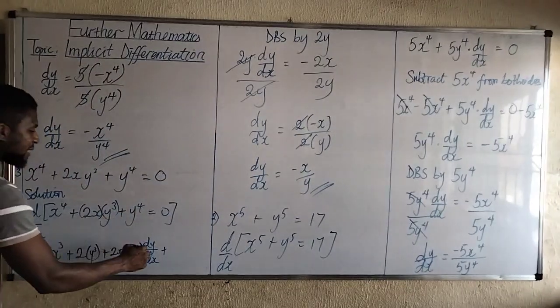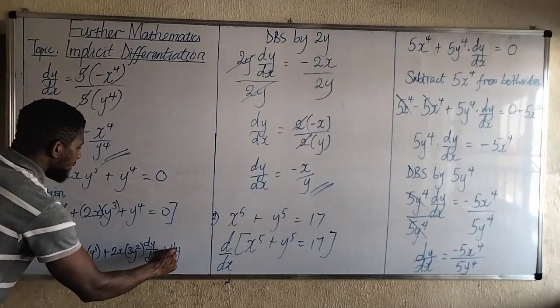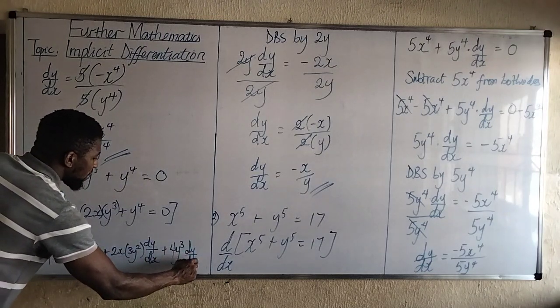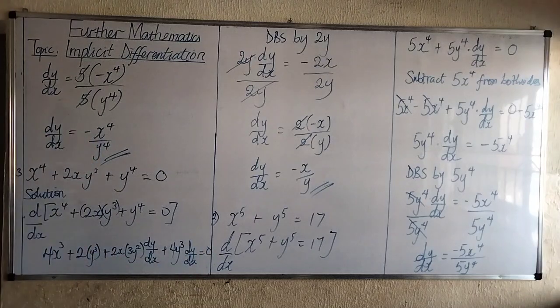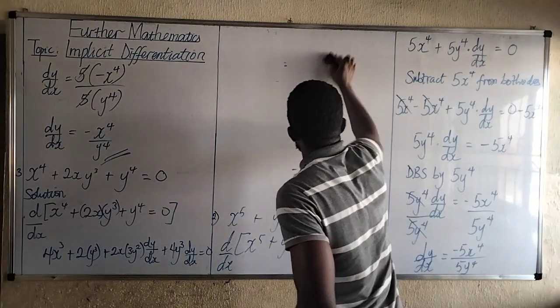Plus, if we differentiate this, we are going to get 4y raised to the power 3. Don't forget your dy over dx attached to it. All now equal to 0. Okay, I believe you have seen how to do this, especially when you have terms that have a product between them. Alright, we erase this part of the board and continue this task.